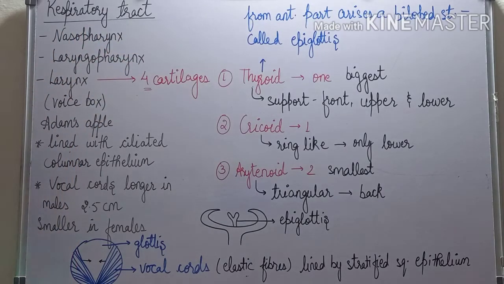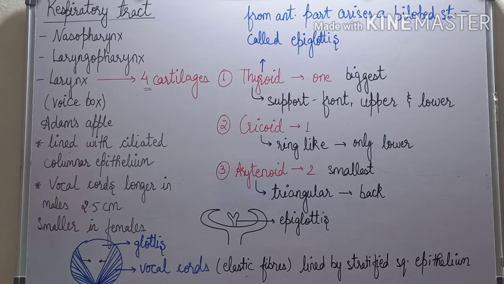So after pharynx, pharynx is just a common space into which our mouth as well as the nasal chamber both open. That is pharynx. So now let's come to larynx. Larynx is also known as voice box. It is also known as Adam's apple.